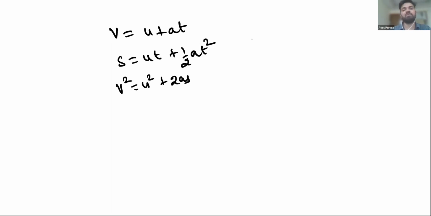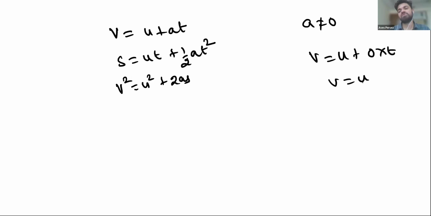So you need to keep in mind, for accelerated motion we use these, where a is not equal to 0. Here a has some value. If you put a as 0, what will you get? v is equal to u plus 0 into t. You will get v is equal to u. Final velocity is equal to initial velocity.